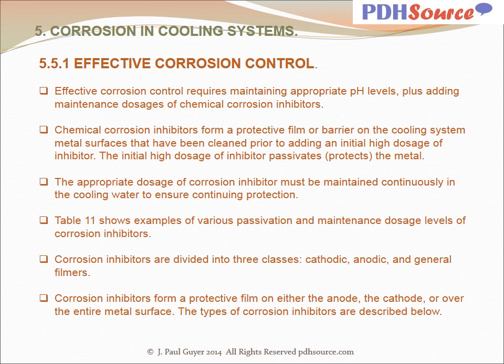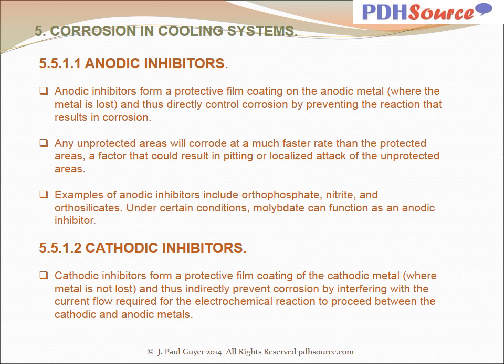Corrosion inhibitors are divided into three classes: cathodic, anodic, and general filmers. Corrosion inhibitors form a protective film on either the anode, the cathode, or over the entire metal surface. The types of corrosion inhibitors are described below. The anodic inhibitors form a protective film coating on the anodic metal where the metal is lost, and thus directly control corrosion by preventing the reaction that results in corrosion.